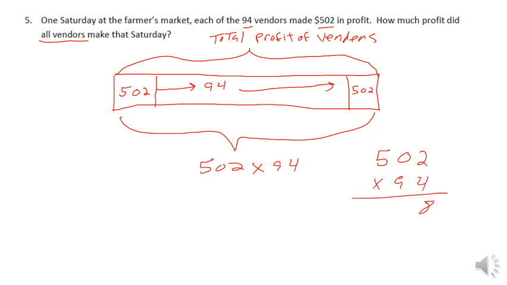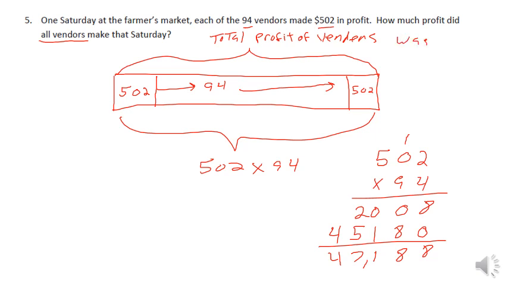4 times 2 is 8. 4 times 0 is 0. 4 times 5 is 20. Now we're going to go 90, so I'm going to put a 0 in here so I can use my basic math facts of 9. 9 times 2 is 18, carry 1. 9 times 0 is 0 plus 1. 9 times 5 is 45. And we end up 8, 8, 1, 7, 4. So according to this, the total profit of the vendors was $47,188. Now let's do the estimation, see if it works.